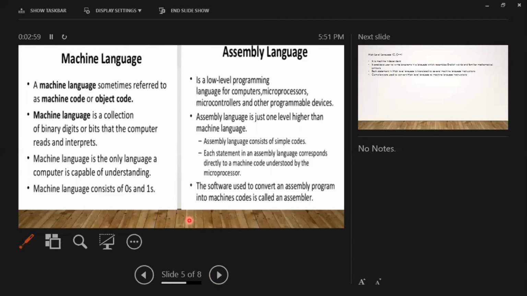So what is the assembly language and what is the machine language? Machine language is nothing but the language which a computer is capable of understanding. The machine language consists of zeros and ones. The assembly language is one level higher than the machine language. It consists of simple codes. Each statement in assembly language corresponds to a machine code understood by the microprocessor. We use an assembler to convert the assembly program into machine codes.